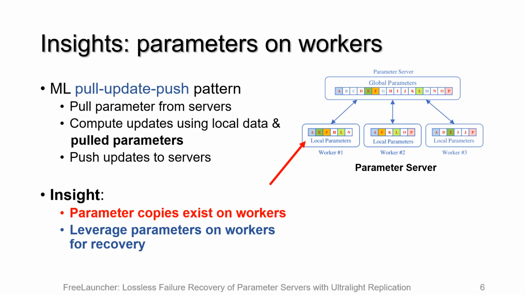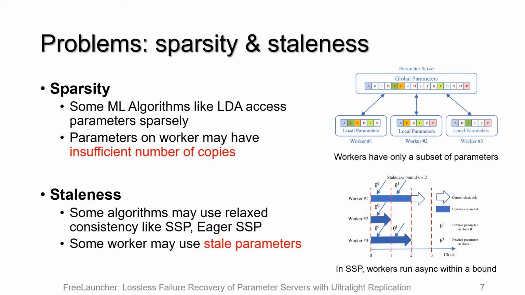Let's look into the parameter server architecture on the worker side. For each iteration, the worker follows the pull, update, push pattern, where parameters are pulled to workers to compute updates. So parameter copies already exist on workers and can be used to recover lost parameters upon failure. A pretty straightforward idea, but there still remain two problems.